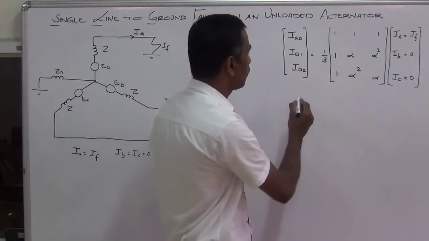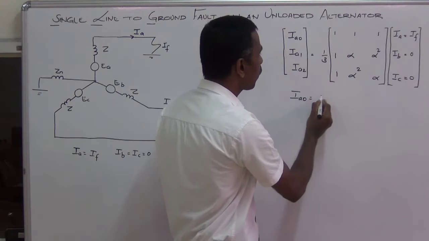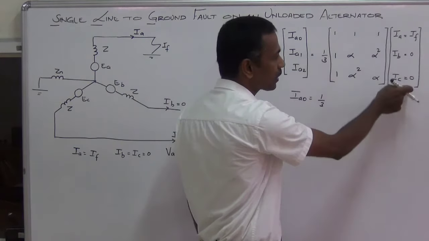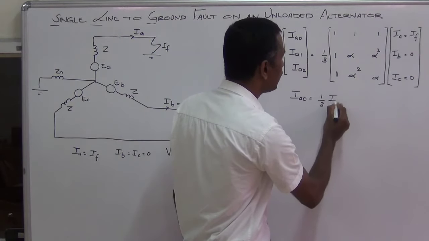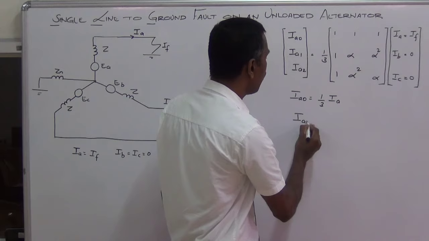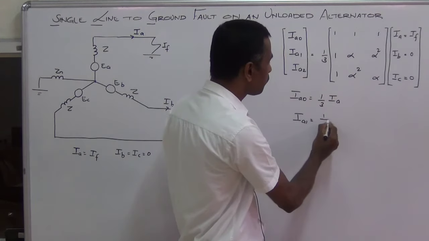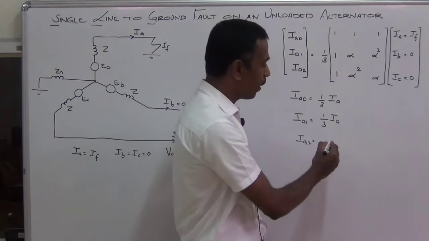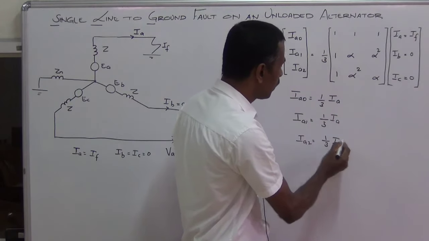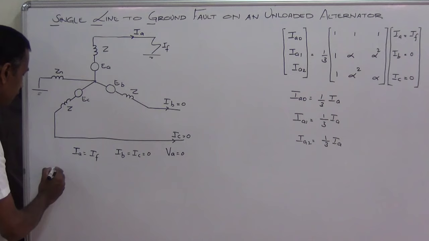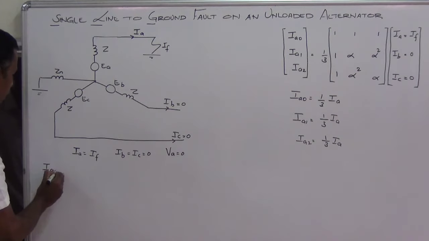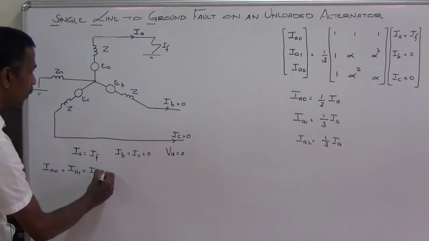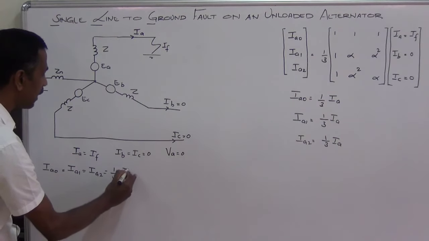So from this expression, IA0 equals 1 by 3 into 1 into IA plus 1 into 0 plus 1 into 0. So this is equal to 1 by 3 IA. Similarly, IA1 equals 1 by 3 IA. IA2 is also equal to 1 by 3 IA. Let me write the sequence currents here: IA0 equals IA1 equals IA2 equals 1 by 3 IA.